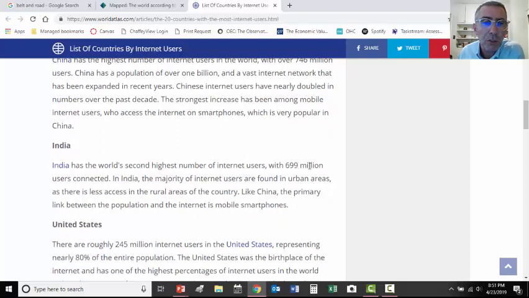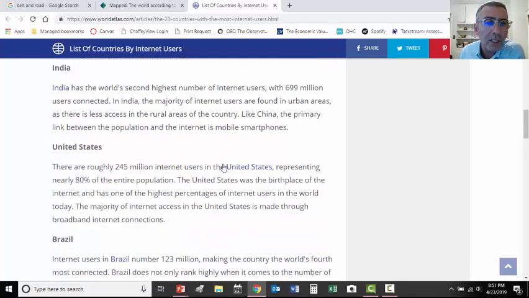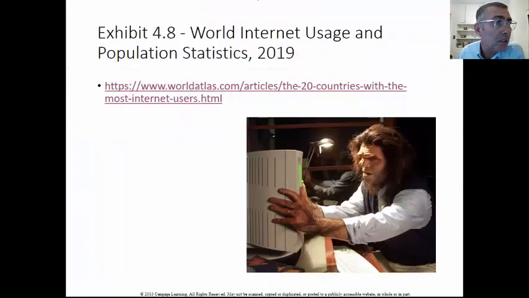There's 700 million people here in India on the internet, and here we are at 245 million, right? That's huge in terms of the entire population. We probably have the highest percentage, well, I shouldn't say that, but definitely 80% of the entire population on the internet is pretty good. You've got to wonder what the other 20% looks like, and that's what this picture is. All right.